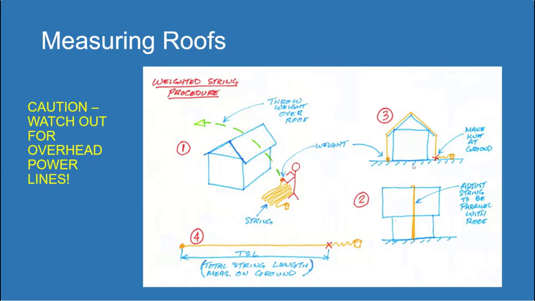It's also an extremely good idea to take a look at where any windows are before you do this, in case you throw it wrong. And so then you take the string off the roof and you lay it out straight on the ground, and you measure the total string length, and make note of that.